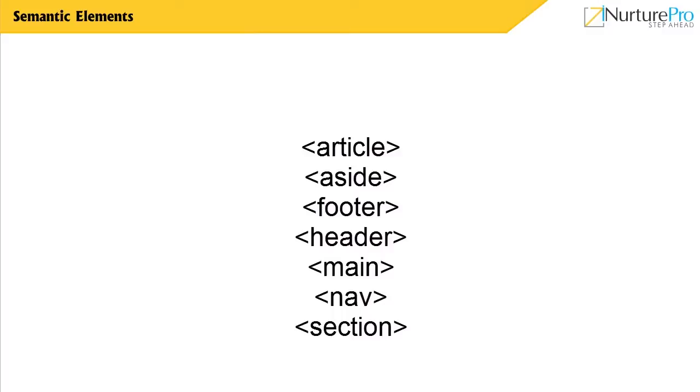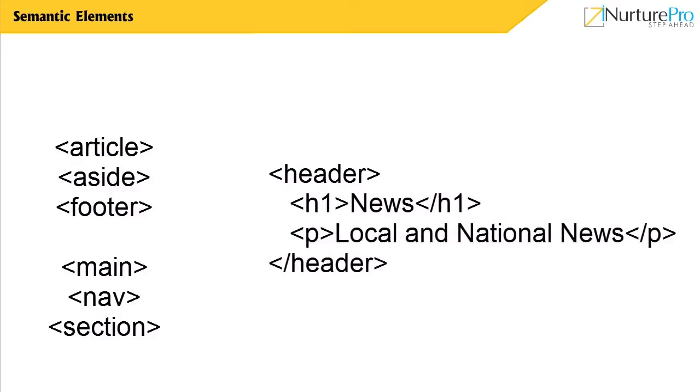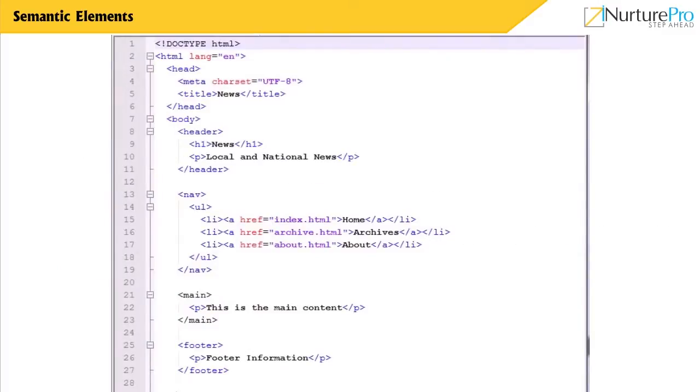HTML5 elements contain other elements. For example, here is a header element used to contain an H1 heading element and a paragraph element. These elements can also tell you something about how these elements are being used. Here's an example to show what I mean. These elements are contained within a header element, so we know they are being used as header information.